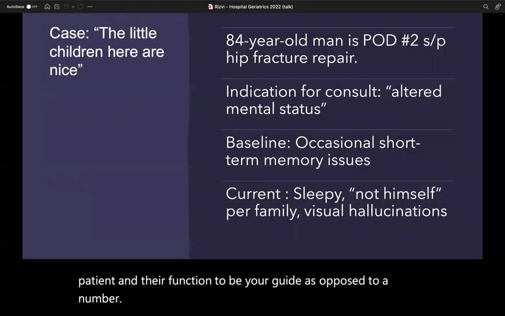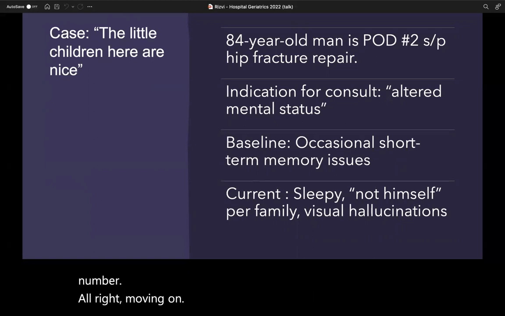All right, moving on to the next case. The little children here are nice.